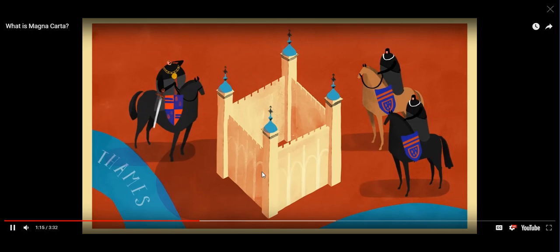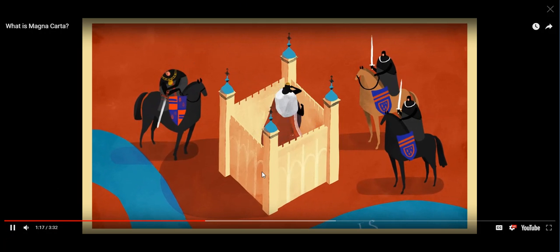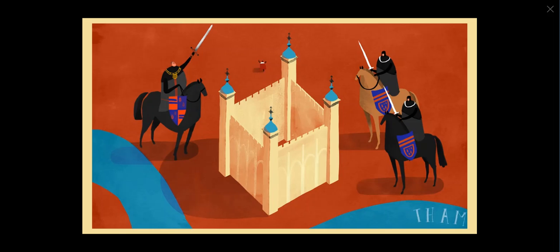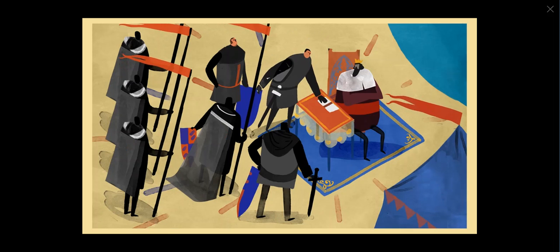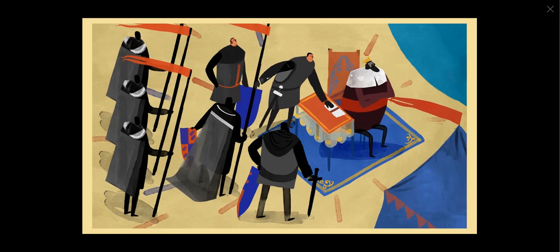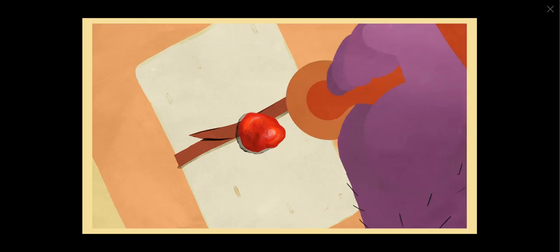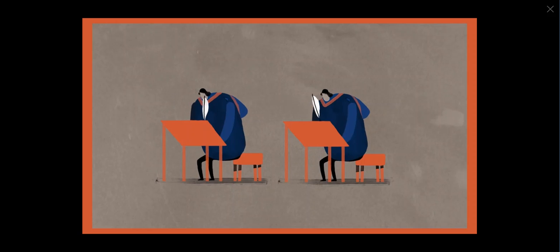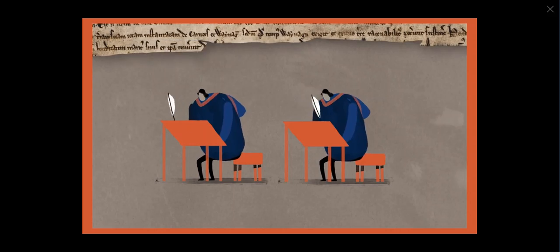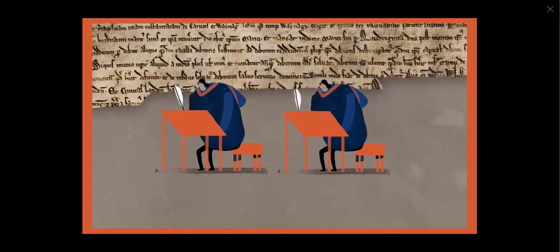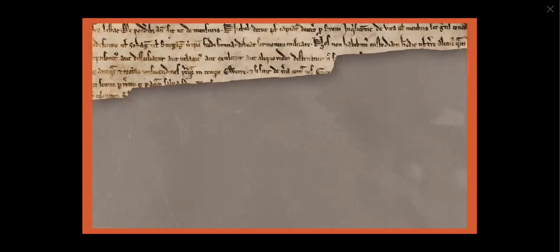When he refused, they captured London, and John was forced to negotiate. The two sides met at Runnymede in June 1215. The result of the negotiations was written down by the king's clerks into the document we know as Magna Carta.